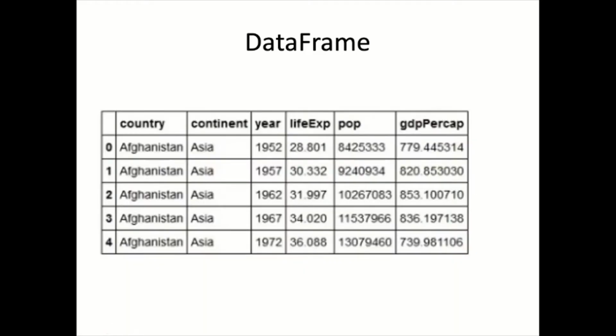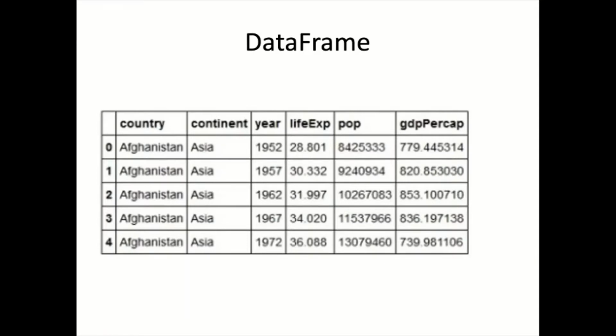A data frame will look like this. It has both rows and column indexing. These are the different columns: country, continent, year, life expectation, population, GDP per capita. Then there are different countries; sorry, these are the different rows. The rows are also indexed 0, 1, 2, 3, 4, like that. So it has both column and row indexing.